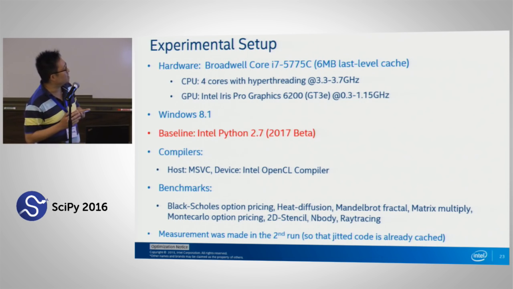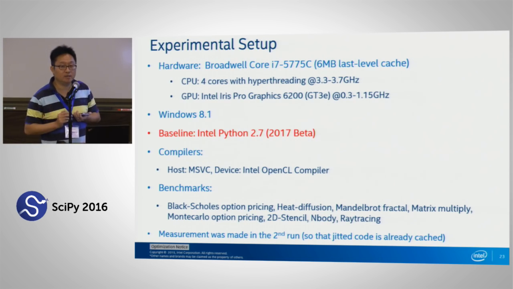All the measurements that I'm going to show are measured in the second run. That means the JIT code is already in the cache. So I'm not showing you the JITting overhead, but our experience is that the compilation overhead of the host OpenCL compiler is usually around 0.6 seconds to 1 second.